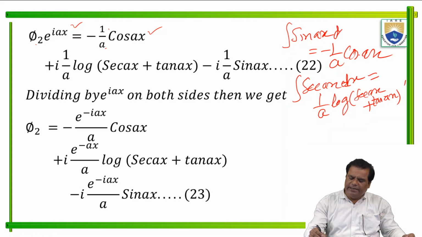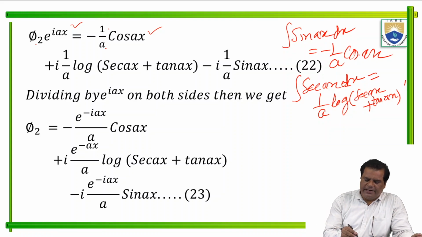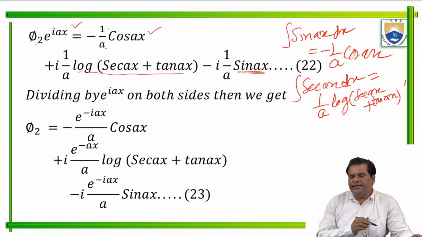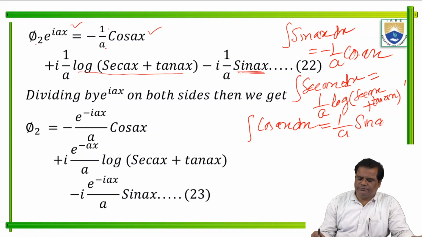This is sin ax dx. So now here I am writing the formula 1 upon a log of sec ax plus tan ax, and this is integration of cos ax. Integration of cos ax dx equals 1 upon a sin ax.